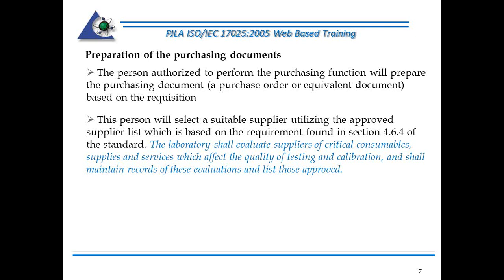These last four words, and list those approved, is the basis for developing an approved supplier list, an approved vendor list, or whatever you might choose to call it. But it's a requirement in 4.6.4. Only four words referred to it, but those four words are the basis on which the requirement to have it is based. You also have to record the evaluations. Your procedure has to say how you qualify suppliers or vendors to be on the approved supplier or approved vendor list. That has to be part of your procedure, and you have to list those approved, which again is the approved supplier list.